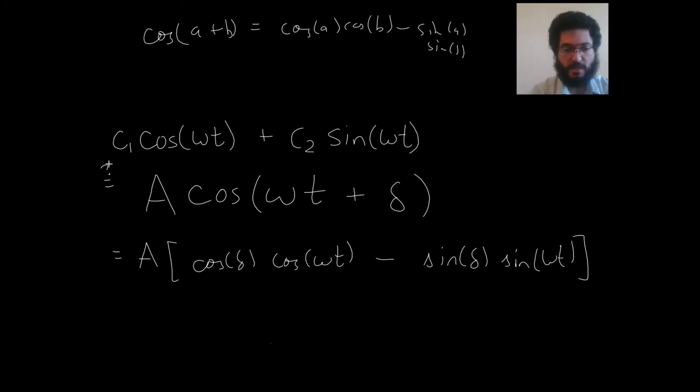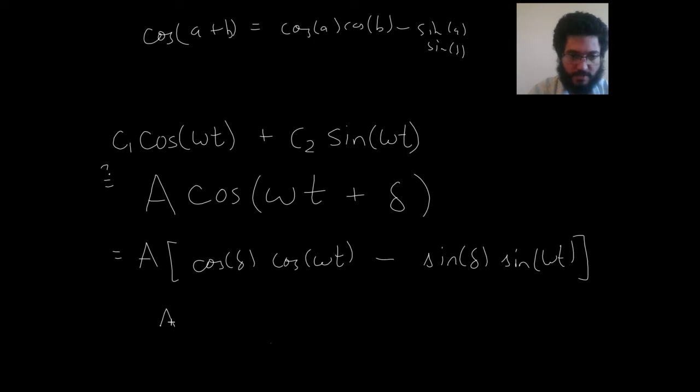And then the question is, can I get C1? I mean, you see this term cosine omega t here and here, right? And you see sine omega t here and here, right? Then the question becomes, can I get C1 to be a times cosine delta, and also get C2 to be a times negative sine delta? So now I've got this system of equations that if I can solve, then that will be victory. I will find a way to figure out the amplitude and the phase shift for this thing.